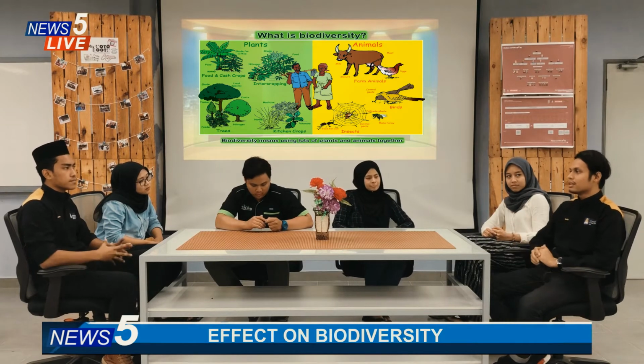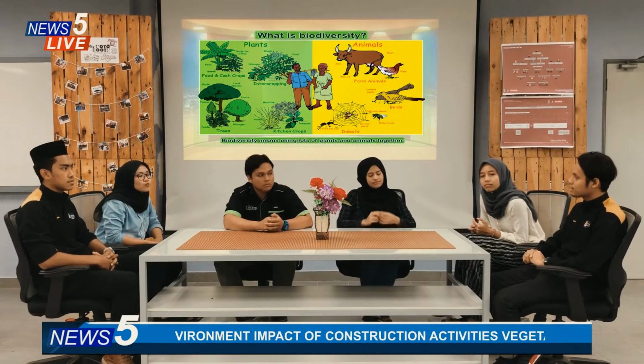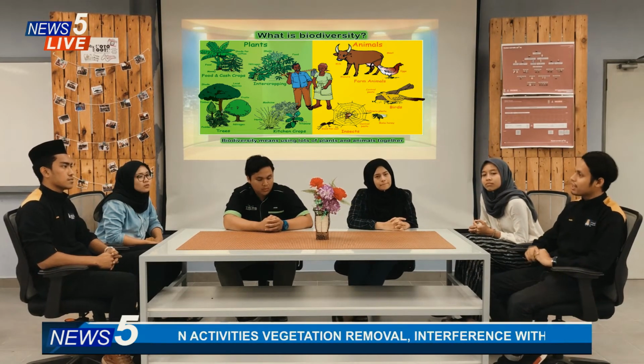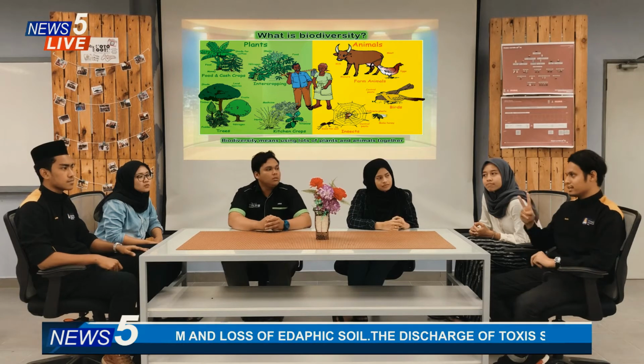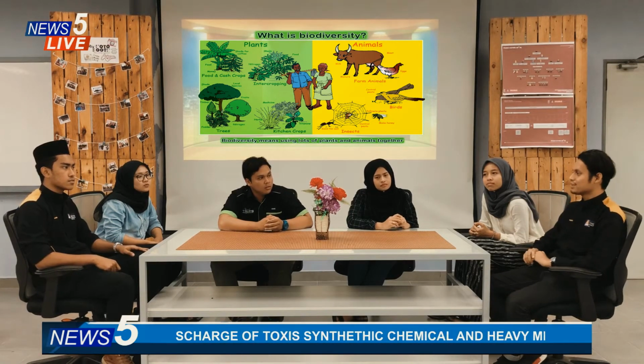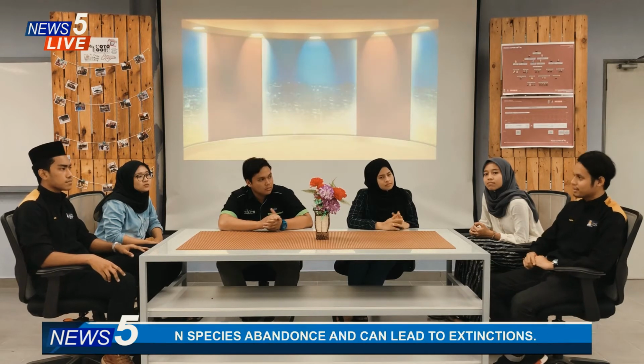Without wasting time, let me talk about my point based on our research. The final impact is on biodiversity. First, the effect on biodiversity is the most important environmental impact of construction activity: vegetation removal, interference with the ecosystem, and loss of indirect soil. Second, the discharge of toxic, synthetic chemicals and heavy metals into the environment has a hard impact on species abundance and can lead to extinction. After the commercial break, we will talk with our two guests about solutions regarding this issue.